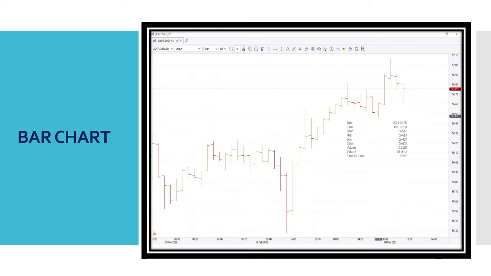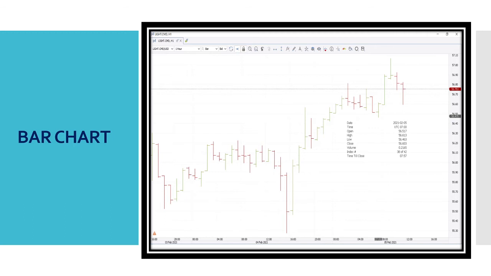The central line, the top of the bar, indicates the highest price the security has reached. The bottom end of the bar indicates the lowest price of the same period. The left mark indicates the open and the right mark indicates the close. For example, assume the OHLC data for crude oil on a 1-hour chart is as follows: open 56.517, high 56.613, low 56.463, and close 56.603.